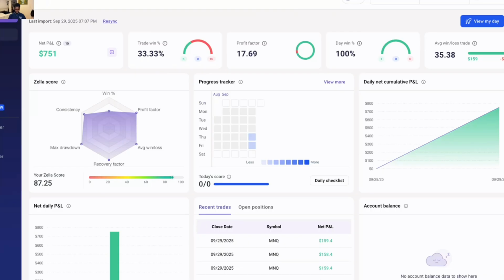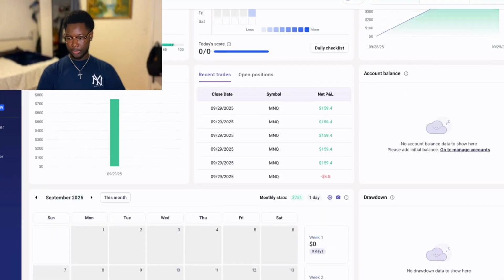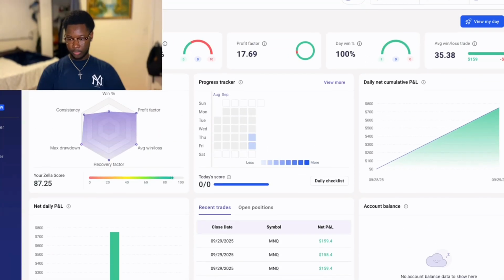Today is Monday, the 29th of September, and it was a rough day, but I ended up green. So I'm up $751. As you can see in the top left, this is across 5 accounts with my funded futures. These are fresh accounts, fresh 50Ks. So let's get into the trades.